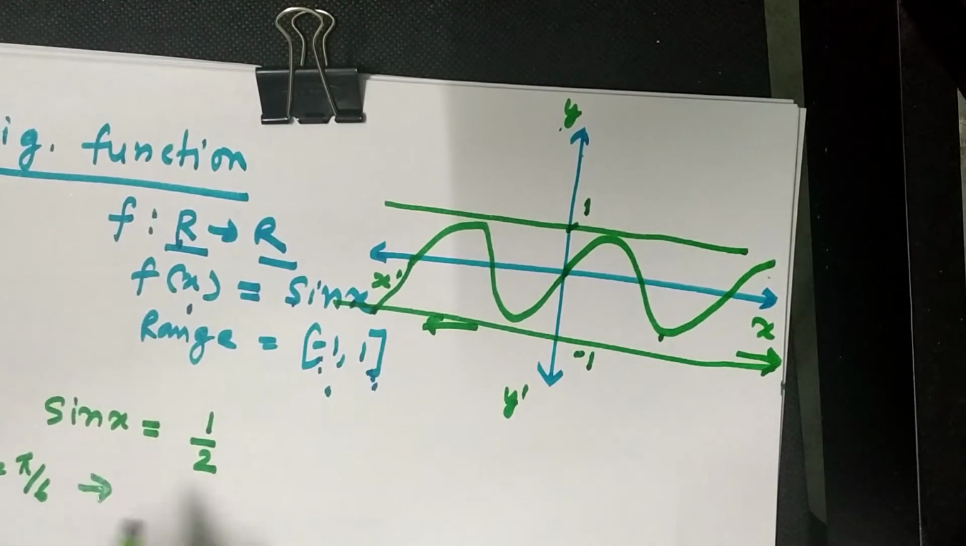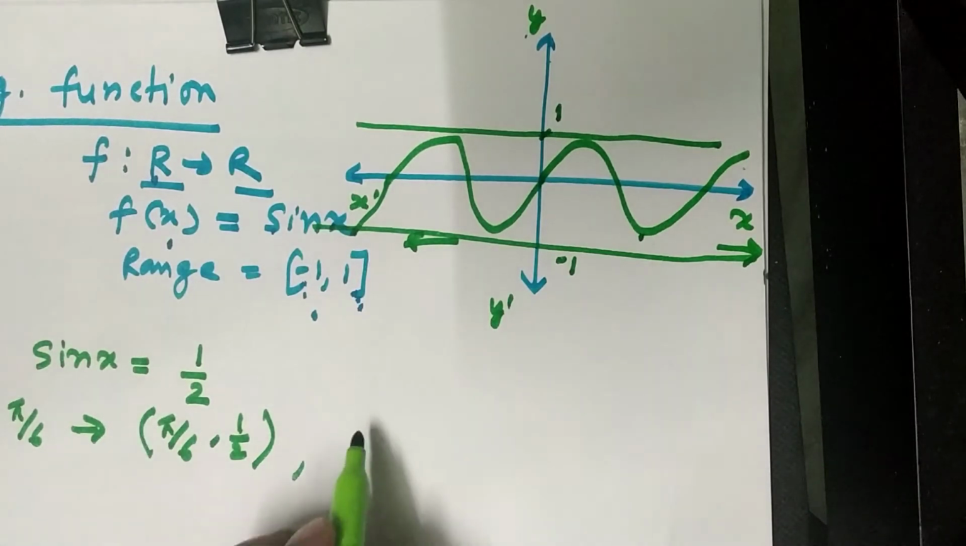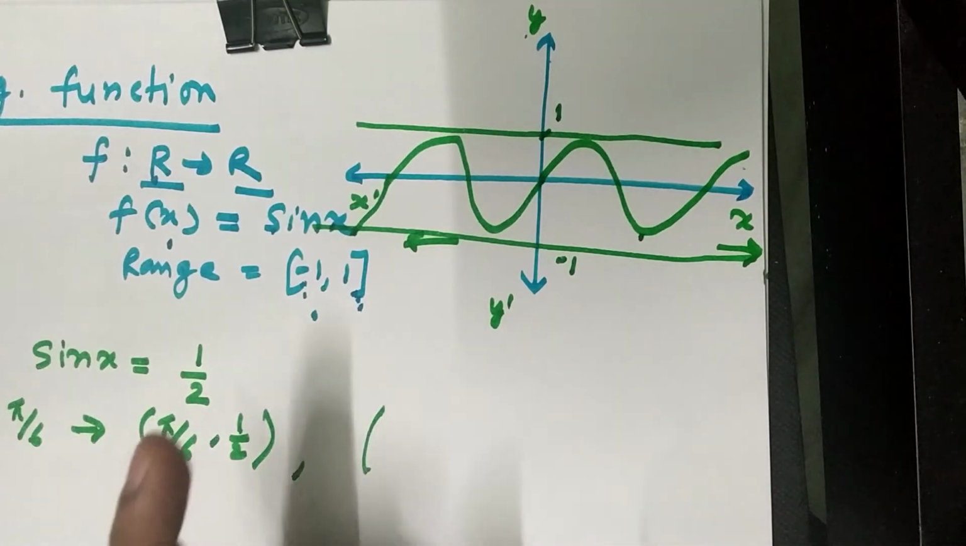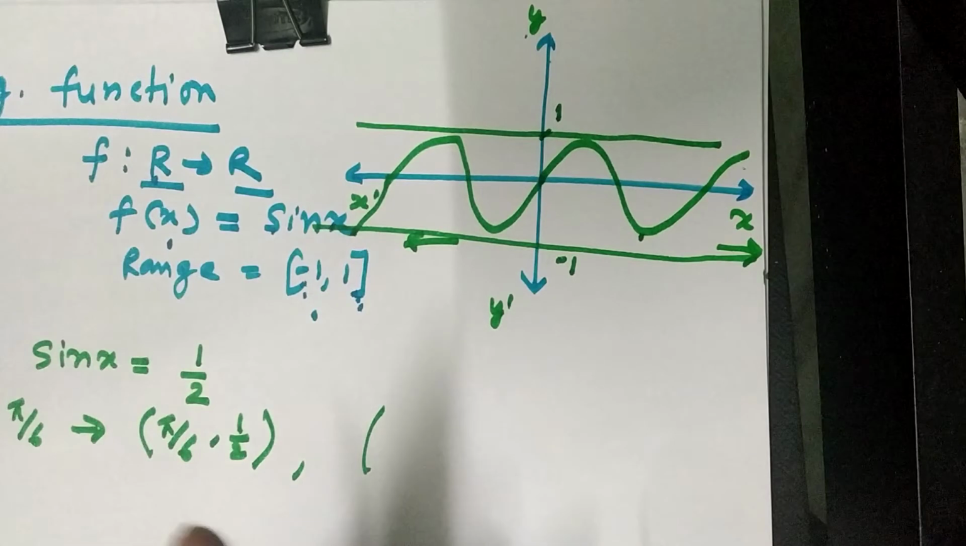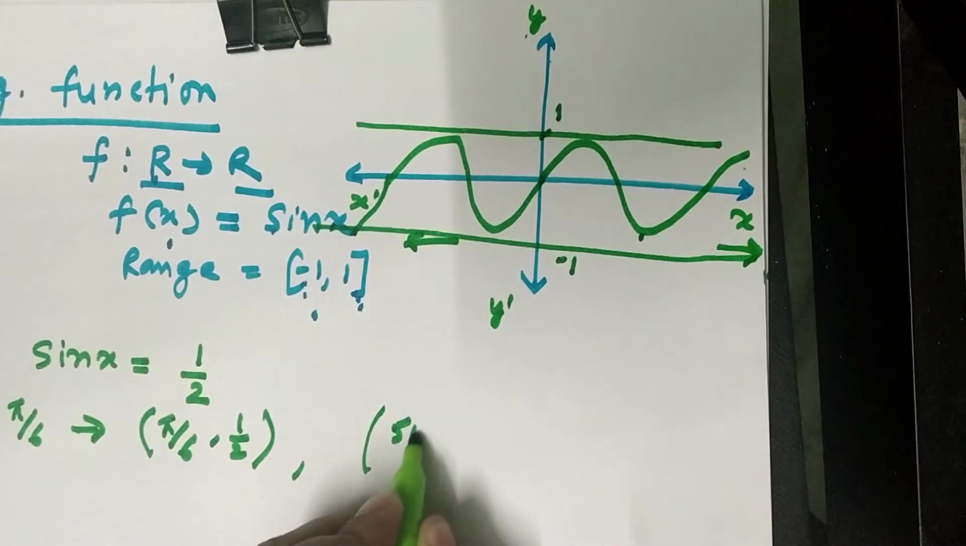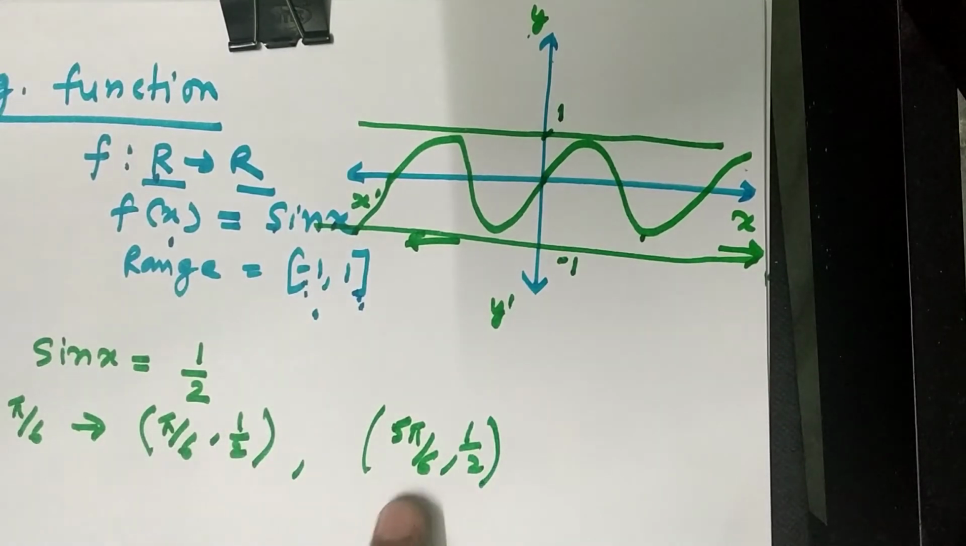If I write this in the ordered pair, you'll find pi by 6 will give you output as 1 by 2. The sine function will take pi by 6 to 1 by 2. Correct? Similarly, if I put x equals 150, that is 180 minus 30, sine of 180 minus 30, sine 150, but that is sine 30, so pi minus pi by 6, that is 5 pi by 6 also will give you half.